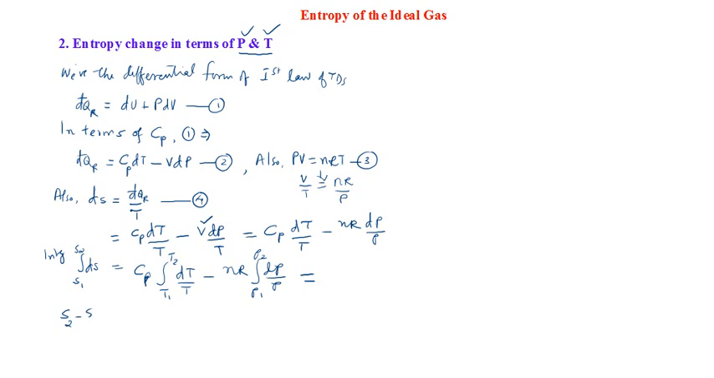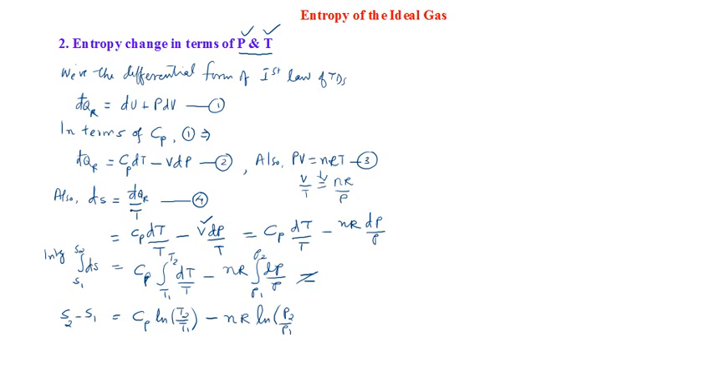S2 minus S1 is equal to, so it will give you capital Cp. Then this one should give you log T from T1 to T2. So I can write directly log of T2 by T1, right? We have done it in the previous derivation also. It was Cv instead of Cp, that's the only difference. Then there is a minus sign here. Be careful about that minus sign. Minus NR log, pressure here, so it will be P2 by P1. That's all.